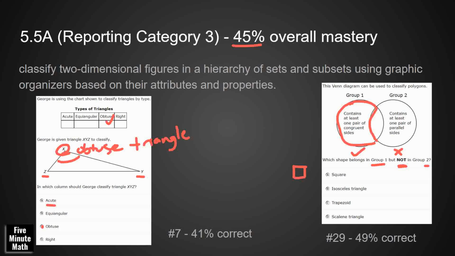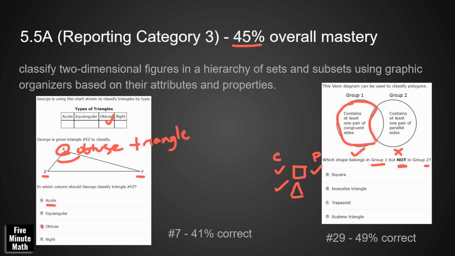So I've got my square. It does have congruent, so I'll put C for congruent here and P for parallel. It does have congruent, but it also has parallel. That's a problem. Isosceles triangle, right? So here's my isosceles triangle. It does not have parallel, but it does have a pair of congruent sides. Okay, so that does work. All right, so it could be B.